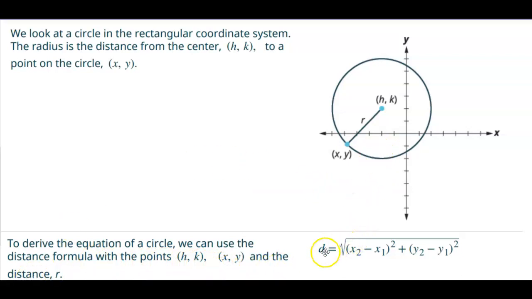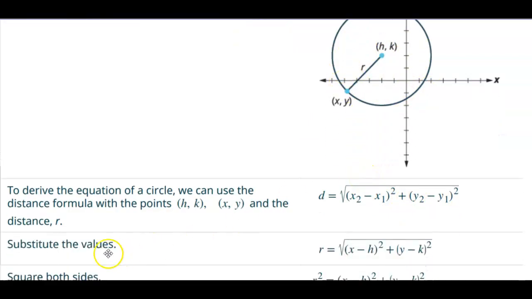So, let's take a look. We have the distance formula, which was equal to the square root of (x2 minus x1) squared plus (y2 minus y1) squared. But now we're going to use the points that were given here in the circle. So we're going to substitute the values. The distance from here to here is r, so instead of writing d, we're going to write r. And then instead of having x1 and y1, we're going to use h and k.